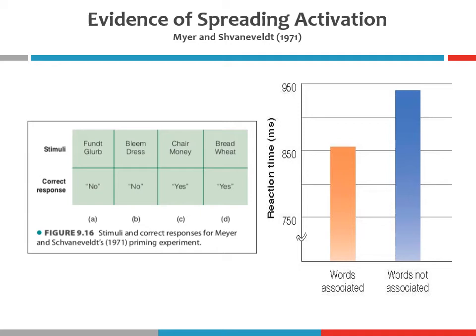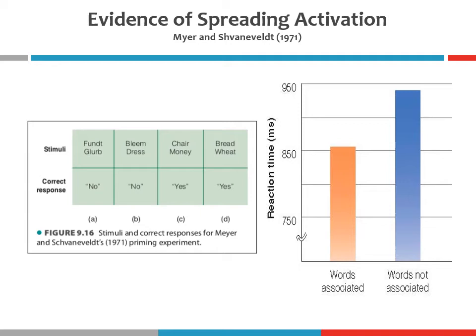So in this particular task, they presented participants with two types of words, okay? So the participants' task, upon seeing these two types of words, was to indicate as soon as possible whether they were words or not, right? So you'll notice some of the stimuli they were given consisted of actual words. So for example, chair, money, bread, wheat, etc. But some of the other stimuli they were given consisted of non-words, okay?